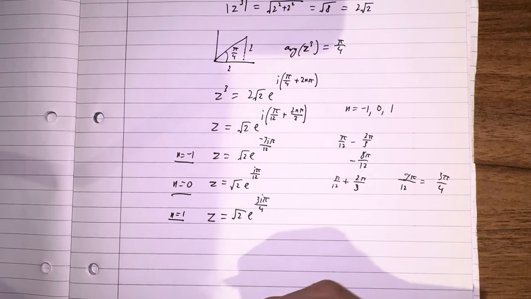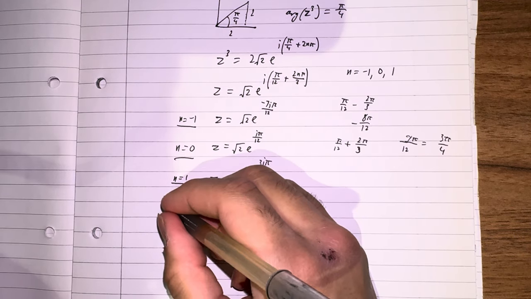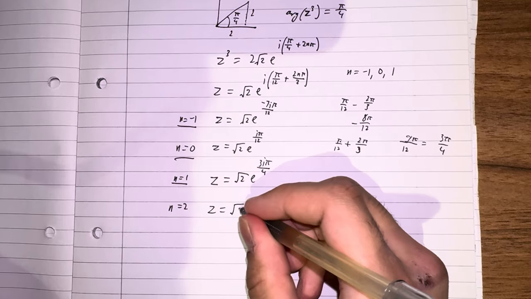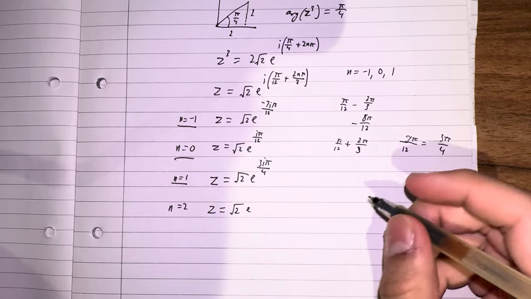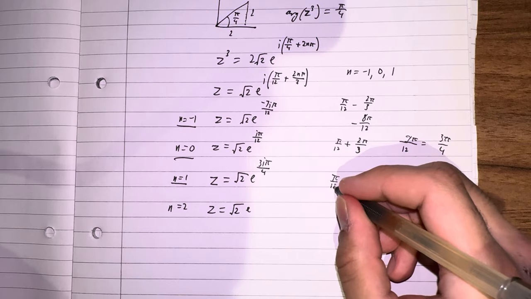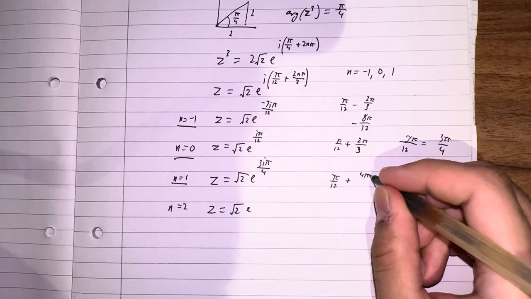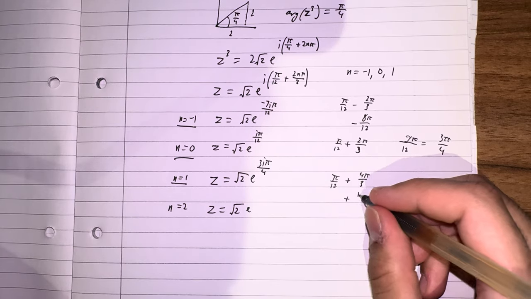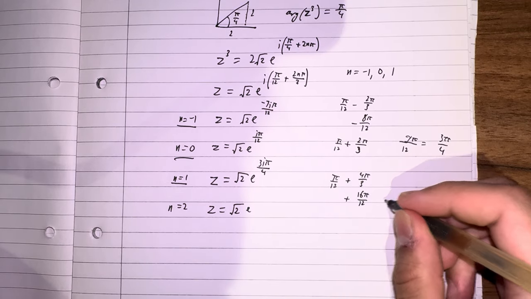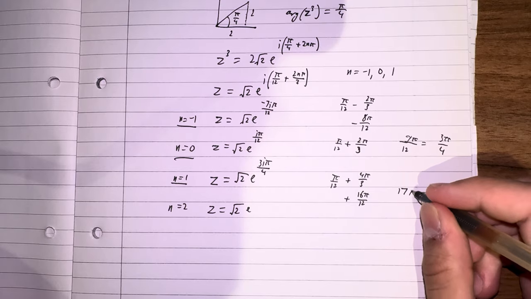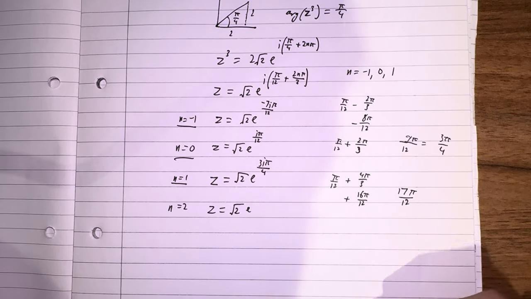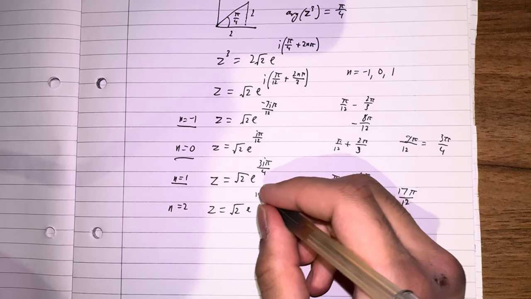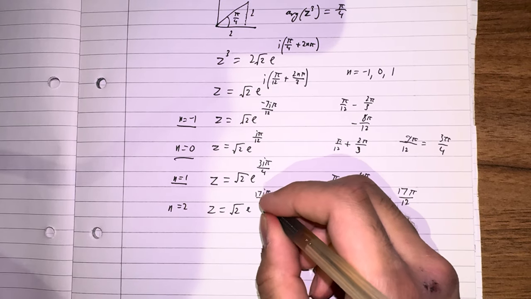Now let's try n is equal to 2. So z is equal to root 2 times e, and now we're going to have pi over 12 plus 4 pi over 3, which is equal to pi over 12 plus 16 pi over 12. That's going to be equal to 17 pi over 12. Okay? Now, let's just write that for argument's sake. So 17i pi over 12.